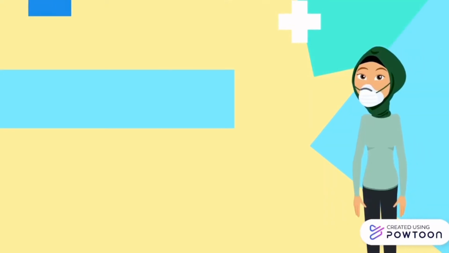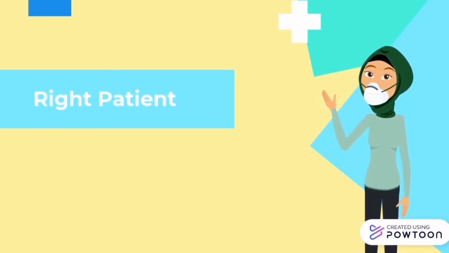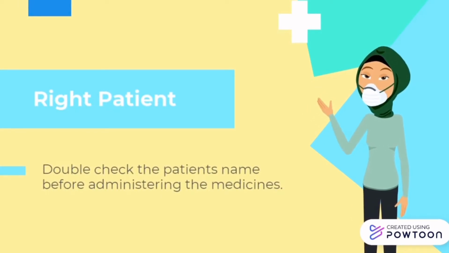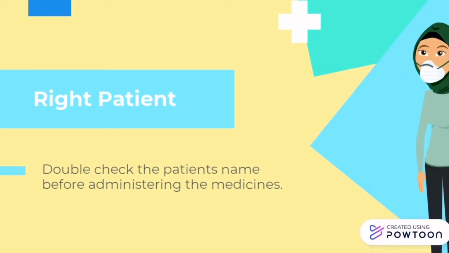The first one for the 5Rs concept is right patient. It means that every pharmacist needs to double check the patient's name before administering the medicine. This will be further explained by Cikgu Atika.